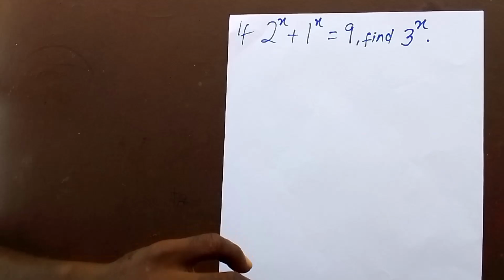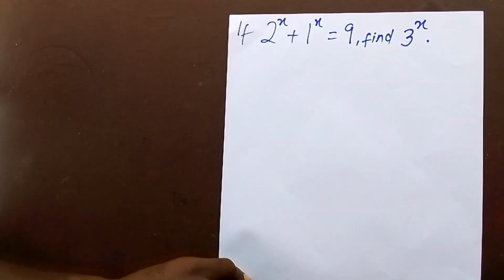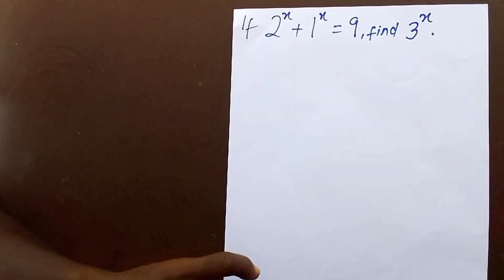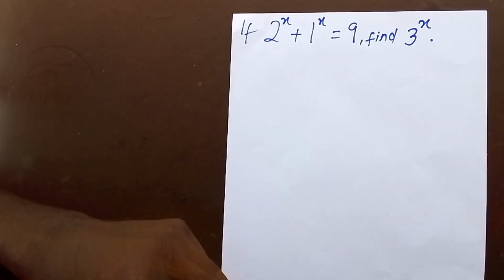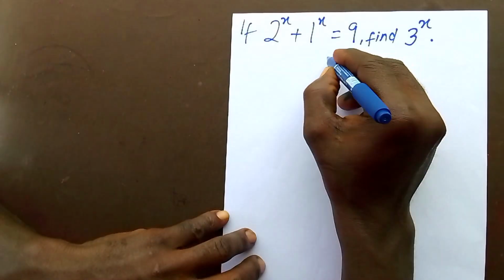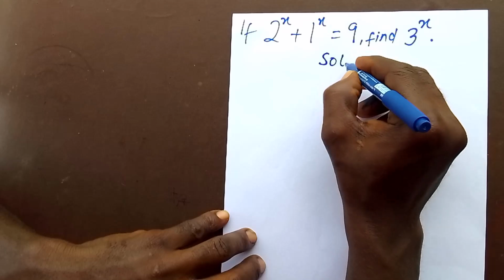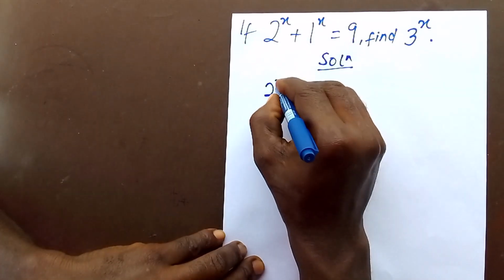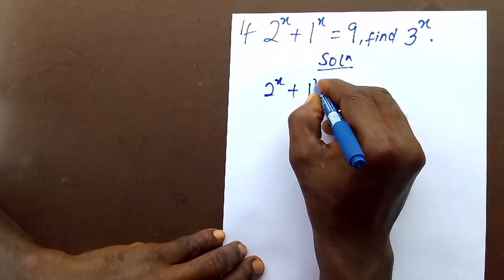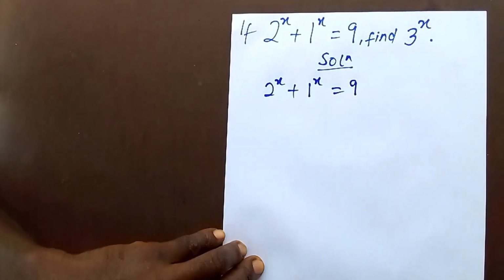I've been given a question involving indices. It says if 2 raised to the power x plus 1 raised to the power x equals 9, you want to find 3 to the power x. Let's jump straight into it. So 2 raised to the power x plus 1 raised to the power x is equal to 9.